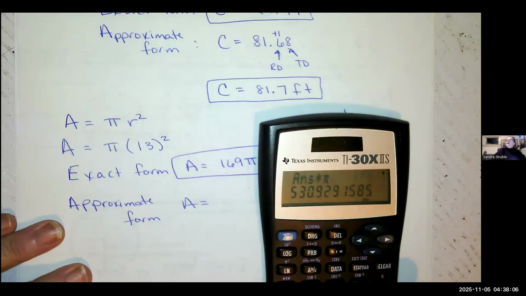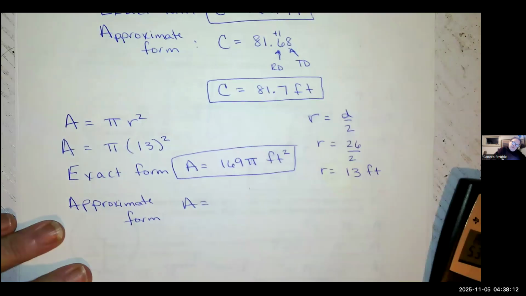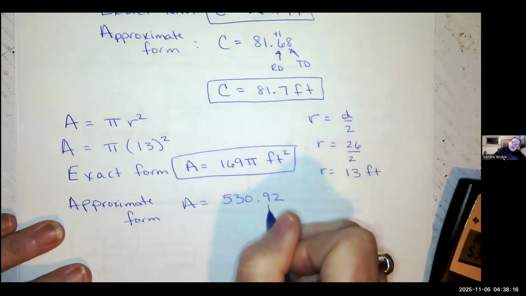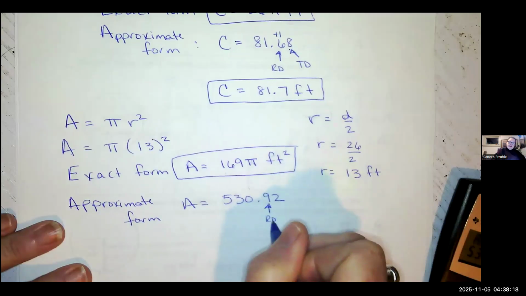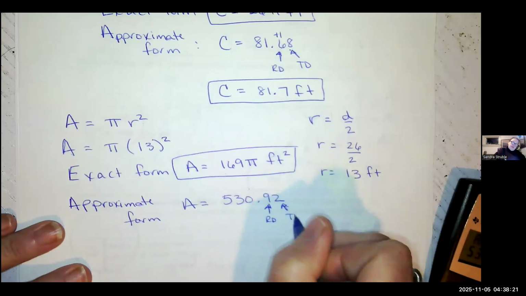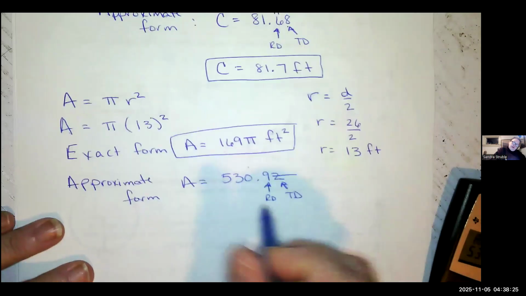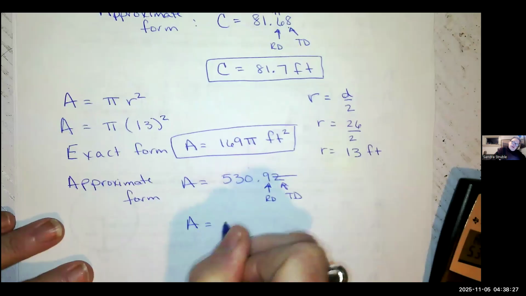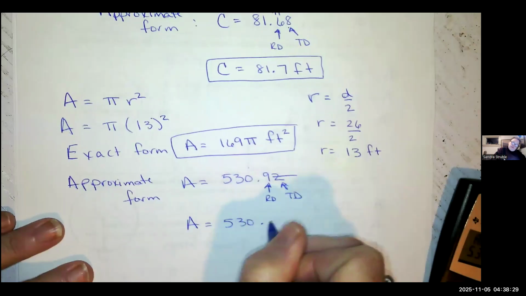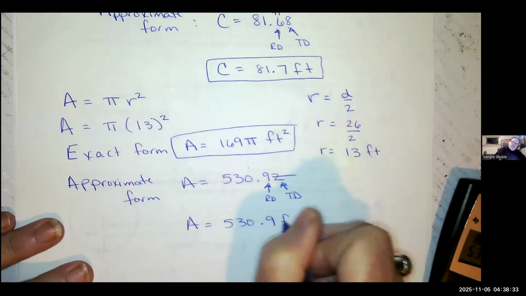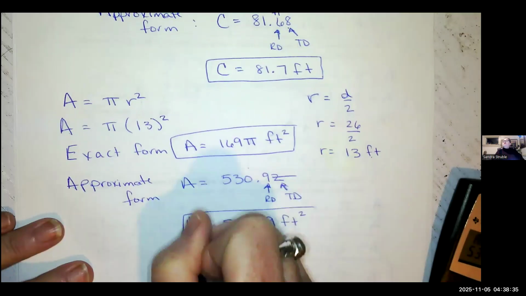So 530 and 0.92, 530.92. Here is my rounding digit. Here is my test digit. My test digit is less than 5, so it goes away. I don't do anything to my rounding digit. My area is 530.9 feet squared because it is area. That's it. Let me know what questions you have.